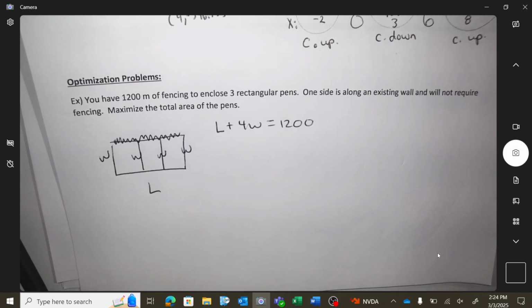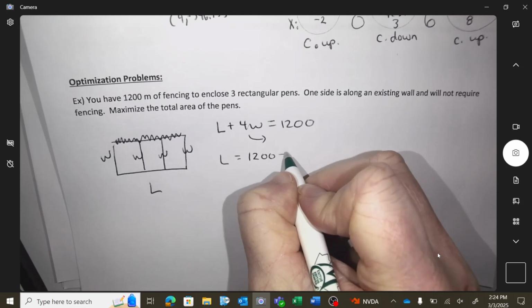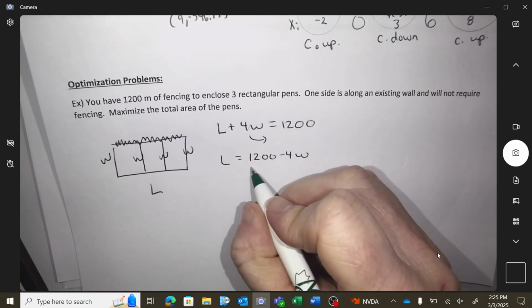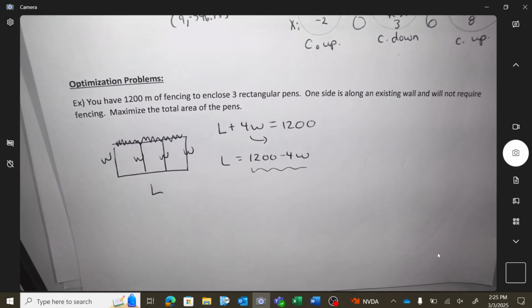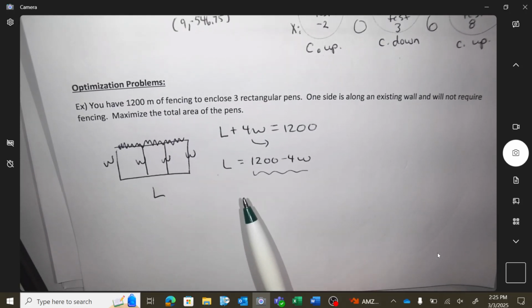Okay, which letter out of these would be the easiest to isolate? An L or the W? The L. Okay, so there's that. If I had not a wall here, I would have had 2 L's. You guys would have algebraically divided everything by 2, right? Would that have made sense?